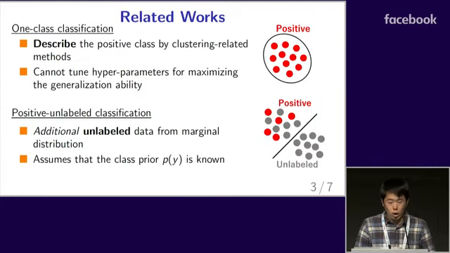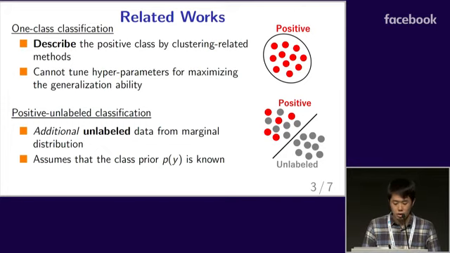So you might be thinking about one-class classification or anomaly detection. These methods describe the positive class by, for example, clustering-related methods. However, they cannot tune the hyperparameters for maximizing the generalization ability, and their aim is not on classifying the positive class and the negative class. You also might be thinking about positive unlabeled classification, which uses additional unlabeled data from the marginal distribution, as you can see in the lower figure. They also assume that the class prior, p(y), is known, and you need this beforehand. This is nice because they aim for classification, but we want to think of the scenario where we don't even have access to the unlabeled data.